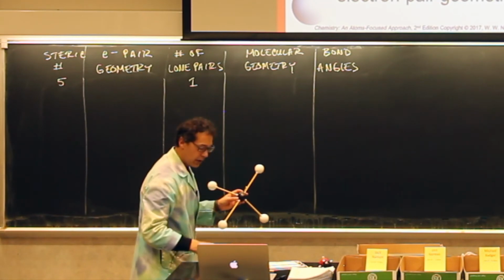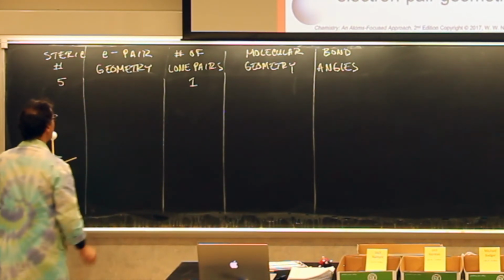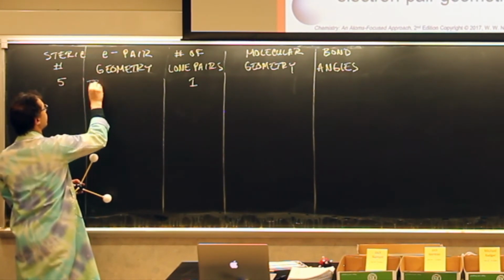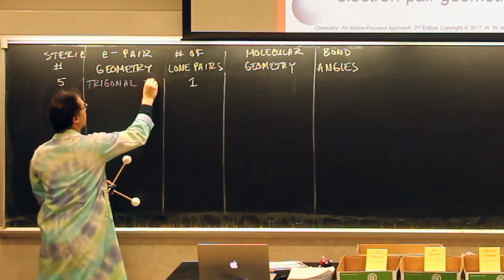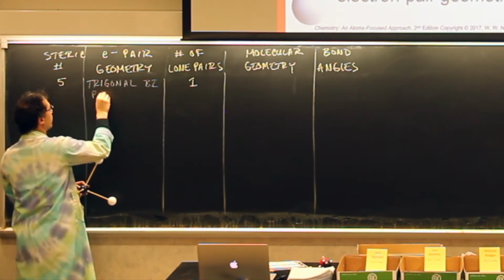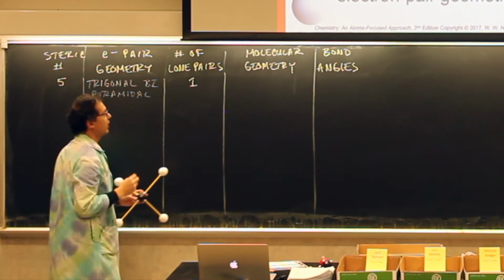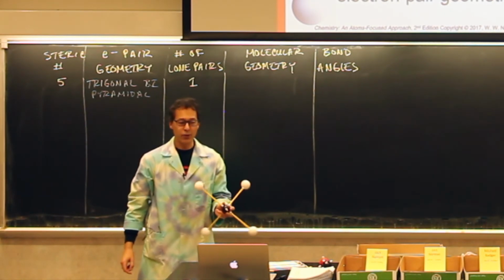All right, so now our geometries and names for this stuff. Our electron pair geometry is still trigonal bipyramidal. 1 lone pair. And then our molecular geometry, oh, this brings me to one of my favorite stories.